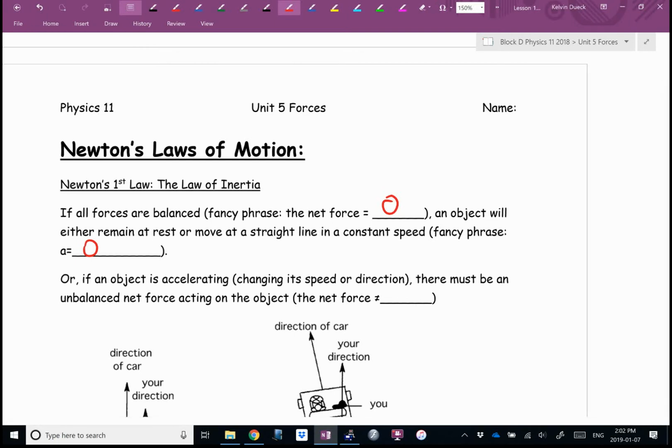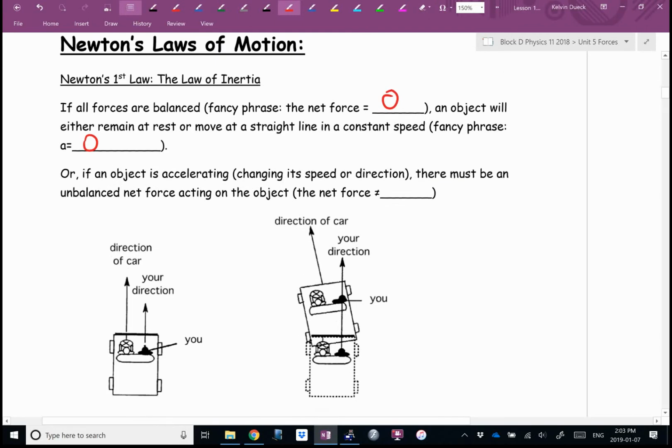If you're not accelerating, if a is 0, the net force must be 0. If you are accelerating, the forces can't be balanced. It's impossible. And I can even tell you in what direction they aren't balanced. It's whichever direction you're accelerating. That's where the unbalanced force is pointed. That's where you would have that 3 east moment. Okay? So if an object is accelerating, changing its speed or direction, then the net force can't be 0.